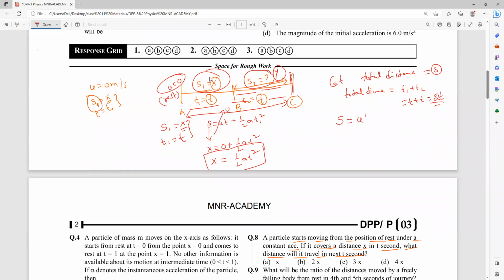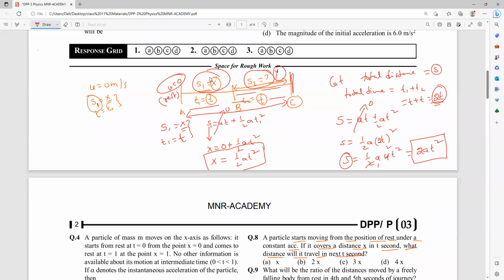So S is equal to ut plus half at square. Initial velocity is 0, so S is equal to half into a, t is equal to how much? 2t whole square. So S is equal to half a 4t square, so which is equal to 2at square. Yes or no, everybody?